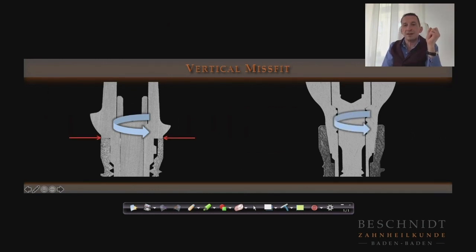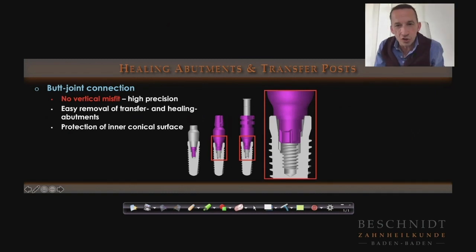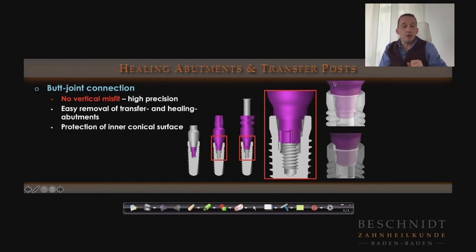If you now screw in the conical connection, you have forces to the implant because of the conical connection here. But this ends up with a vertical misfit. How can we get rid of this vertical misfit between lab and clinical site? And it was done with the healing abutment and the transfer posts without a conical connection. So the transfer post of the Conelog is not conical. It is a butt joint. And this gives you the stability of the butt joint connection and the precision of the butt joint connection during the transfer to the lab, although we have a conical connection finally.